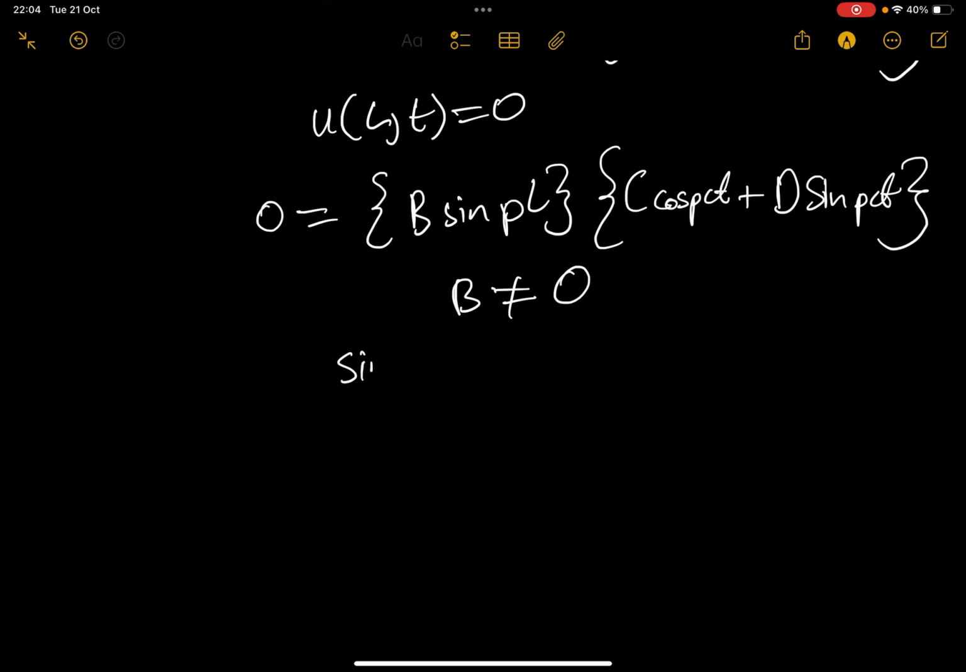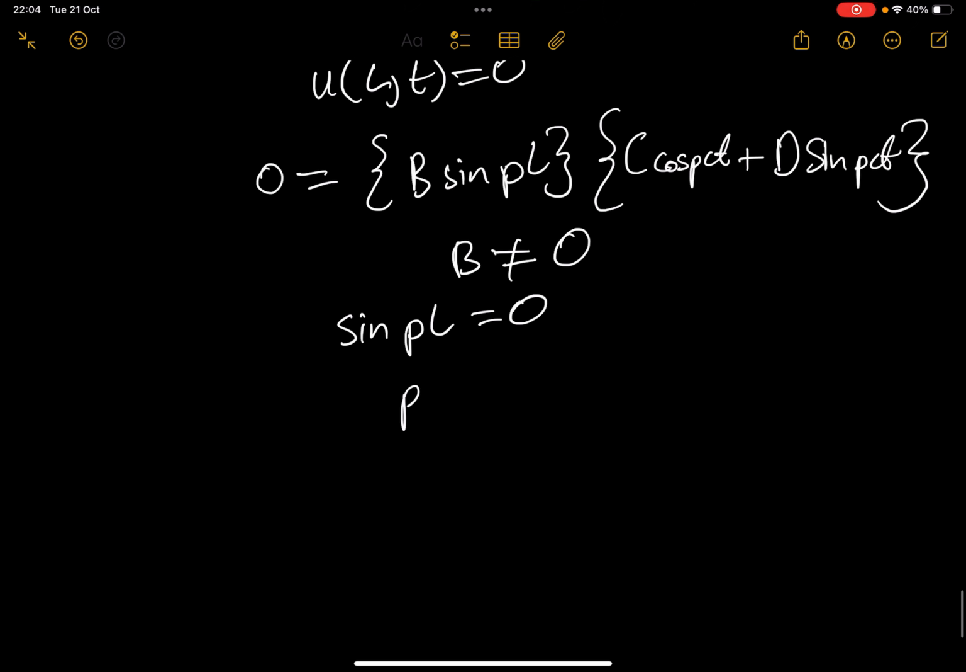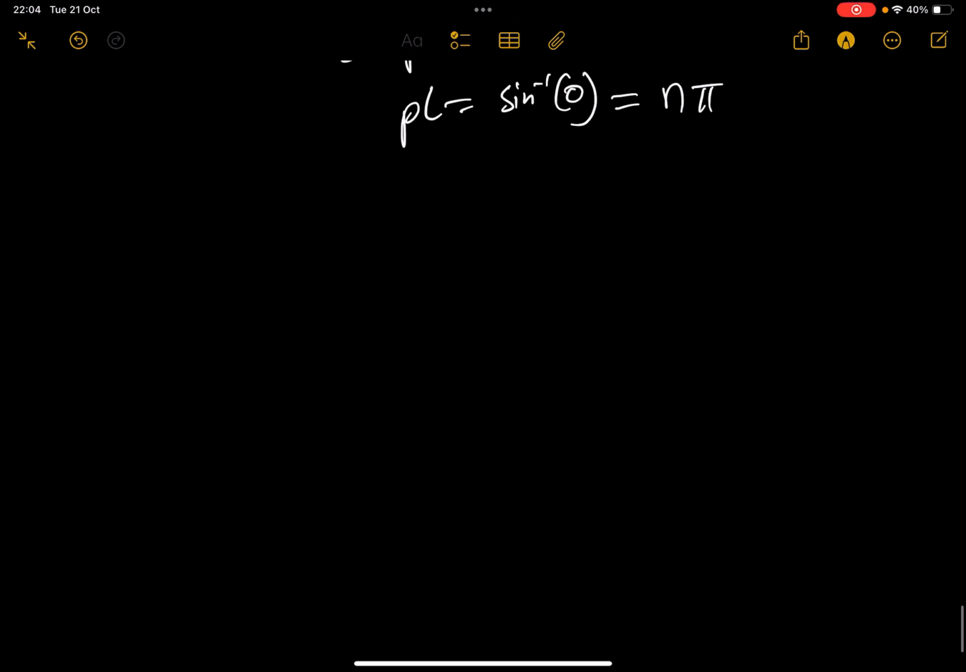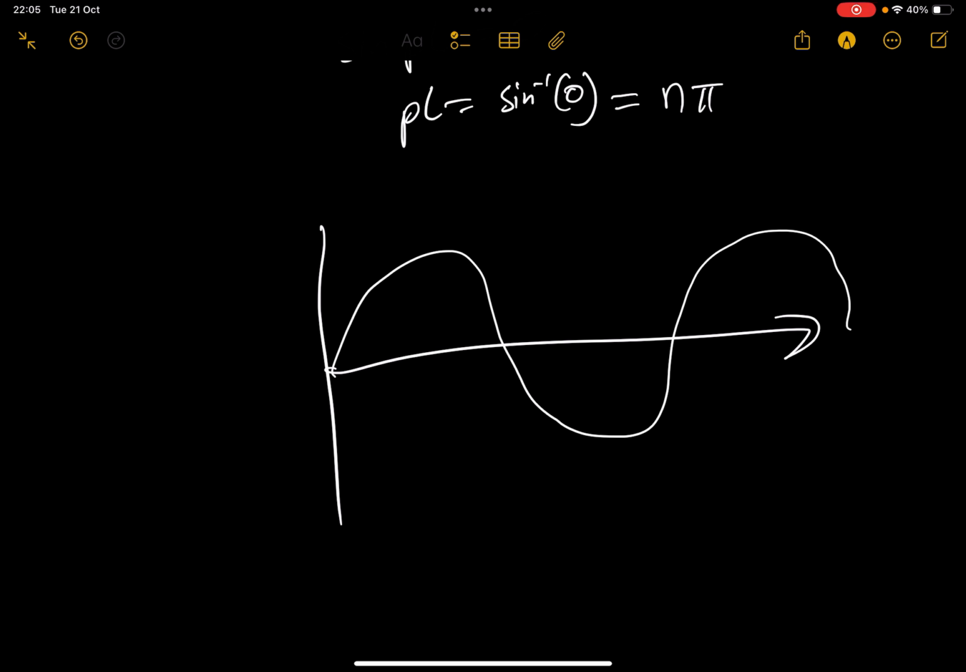So now sine pL is equal to 0 in this case, and pL is equal to sine inverse of 0, which is going to be n pi. Why is it n pi? Because if you draw your sine graph, which is continuous, at every 0 point, we are going to have pi, 2 pi, 3 pi, it continues, and 3, 2, 1 represents integers.